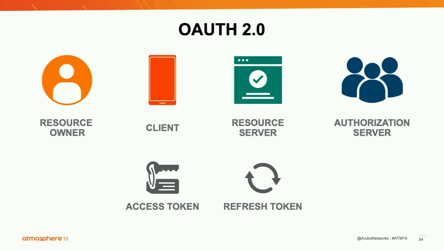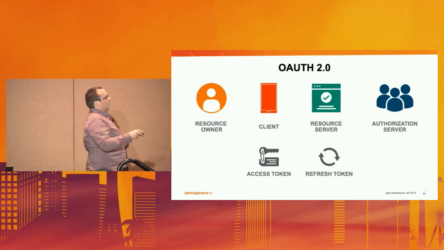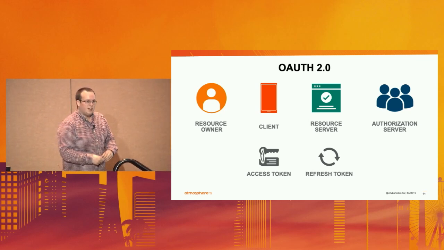That could be a browser, it could be an app. It could be, you know, your TV, who knows. The resource server is probably Dropbox.com. And actually, I just realized as I'm talking, this is a terrible example because the authorization server is also going to be Dropbox.com. So let me start over.